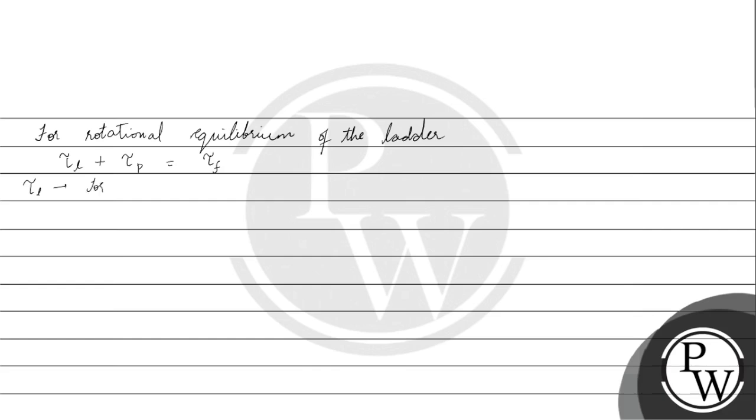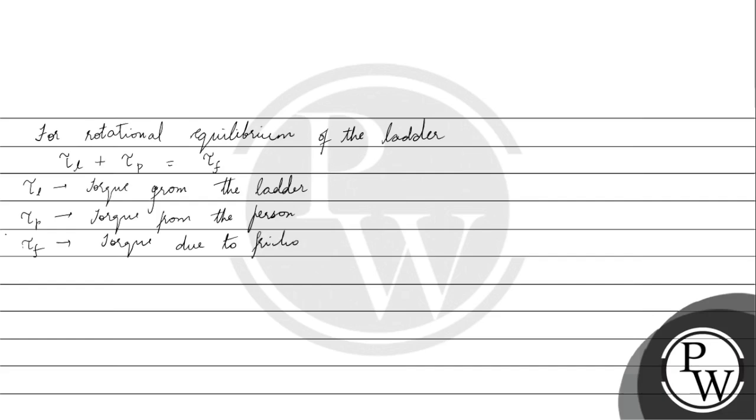So tau L is torque from the ladder, tau P is torque from the person, and tau F is torque due to friction. अगर the person has climbed to a height h, then the torque due to the person is given by Wp, where Wp is the weight of the person due to the gravitational force into the perpendicular component to Wp of the height to which he has climbed.